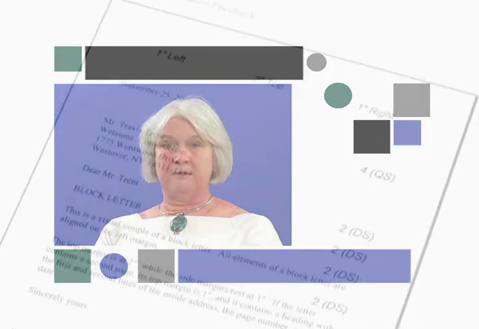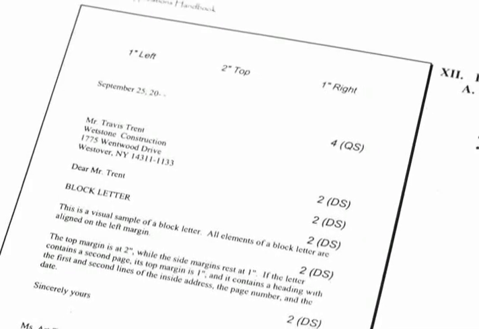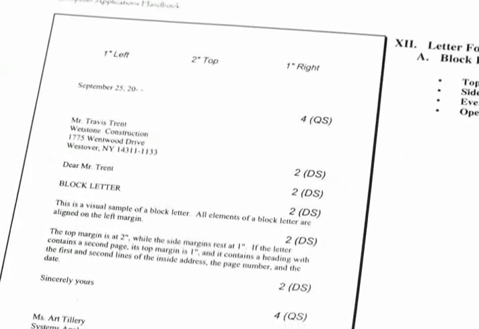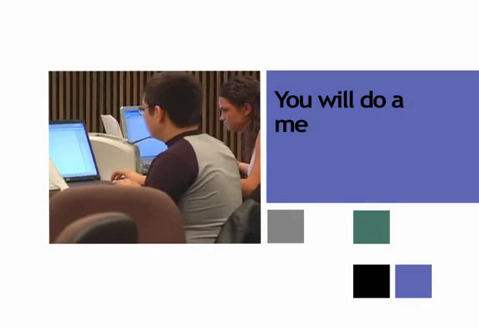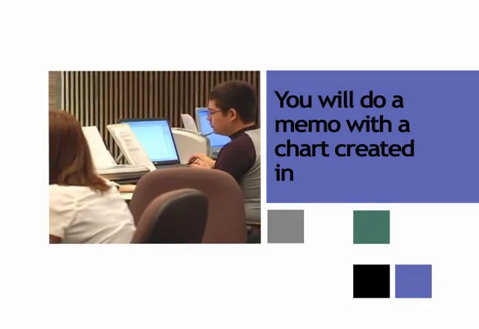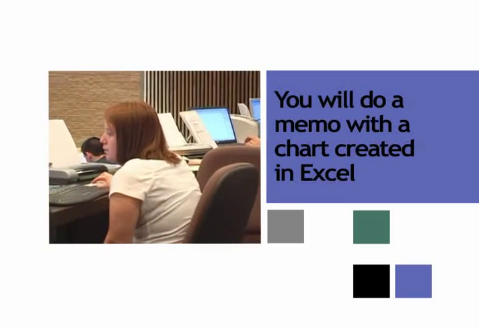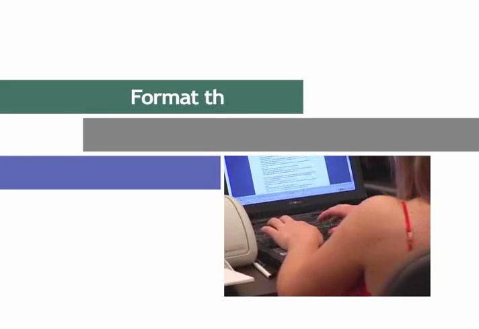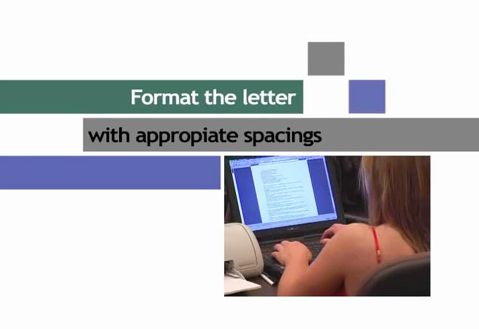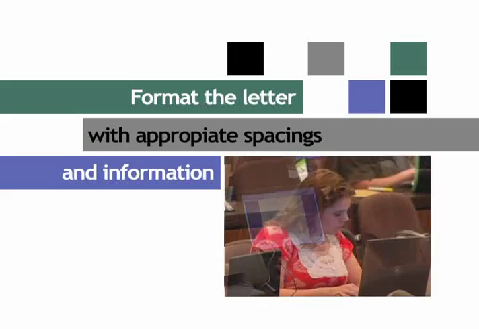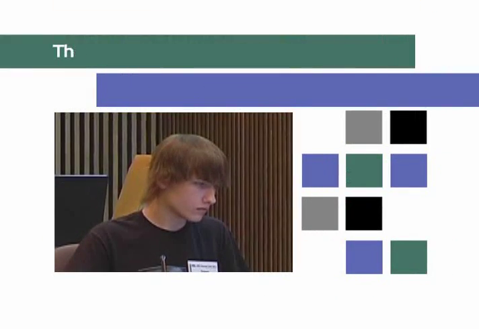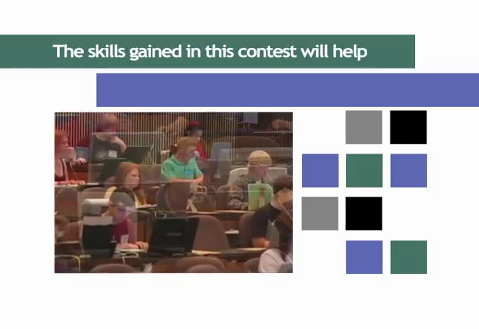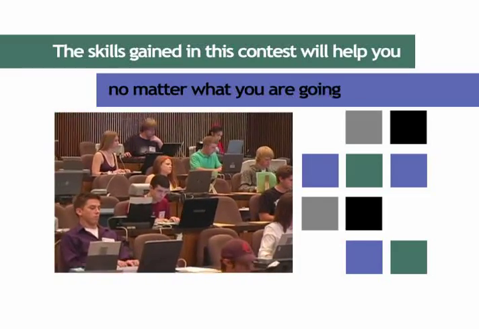A typical output from the word processing element of the contest would be a memo or a blocked letter or any other kind of business letter. And in the memo, you would likely have a chart that you had created in Excel. Then there are a few lines prior to the chart, a few lines after the chart, and you're required to format the letter with the appropriate spacing for who the letter goes to, who it's from, what the date is, and so on.